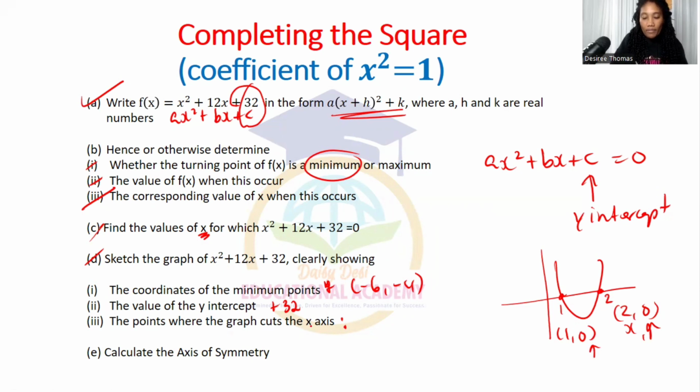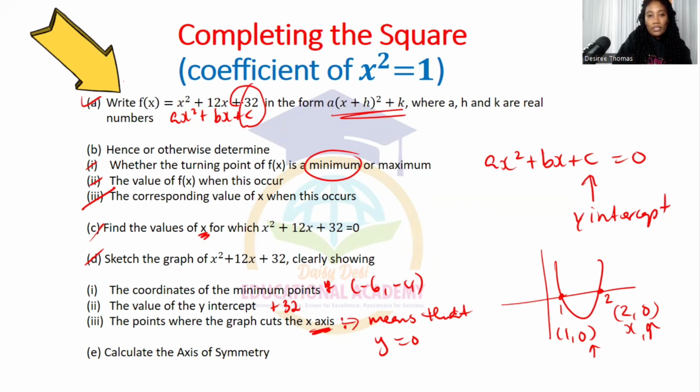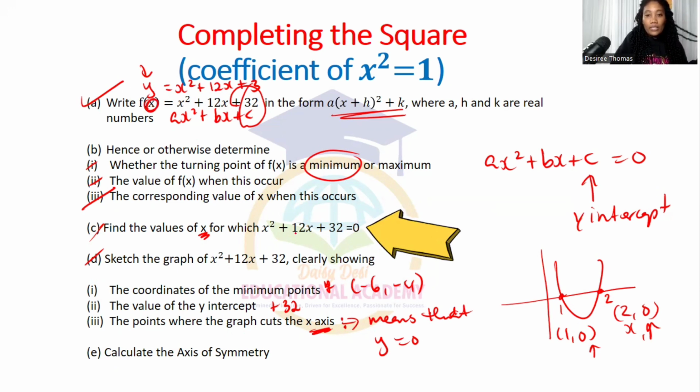So they say the point where the graph cuts the x-axis. Where the graph cuts the x-axis means that y is equal to 0. And this is basically what we did in part C. Remember, if you have f of x equal to x squared plus 12x plus 32, it is the same thing as saying y is equal to x squared plus 12x plus 32. y and f of x are the same thing. So if y is 0, f of x is 0. Instead of f of x, or instead of y, we have 0, and this is what we worked out.